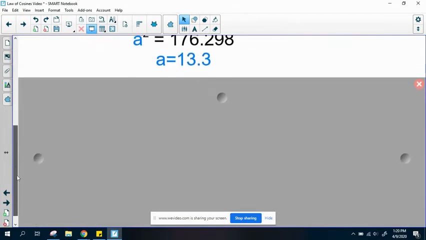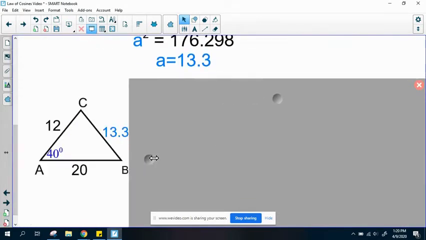So now what that means is I have a triangle, and now I actually know all the sides. I just need to find these other 2 angles. You could continue using the law of cosines, but the formula for the law of cosines is a lot longer. So I'm going to switch and now use the law of sines because I have a matching pair.